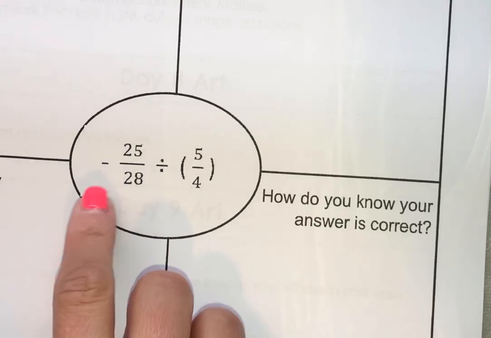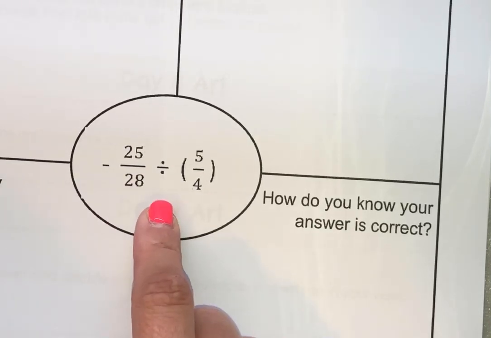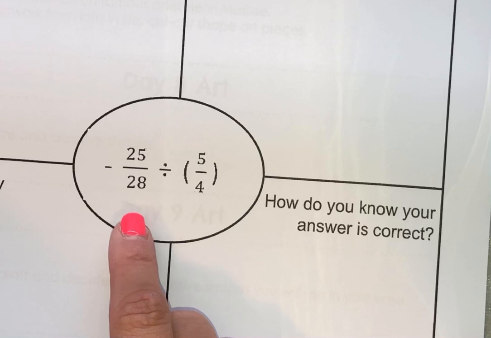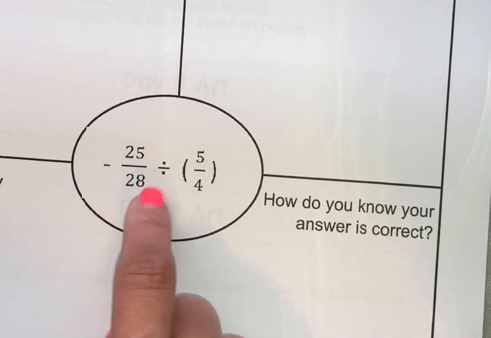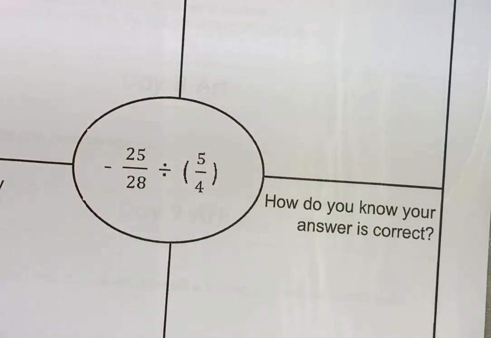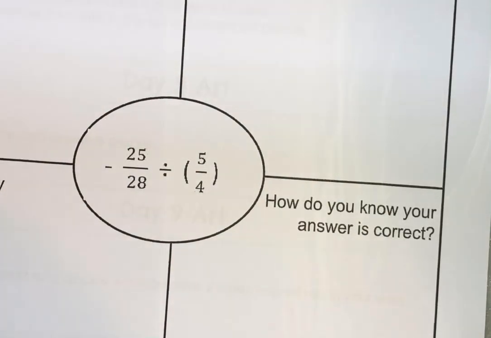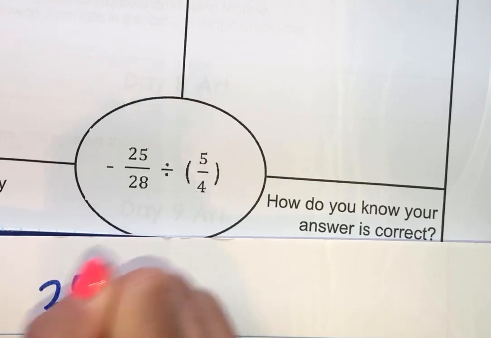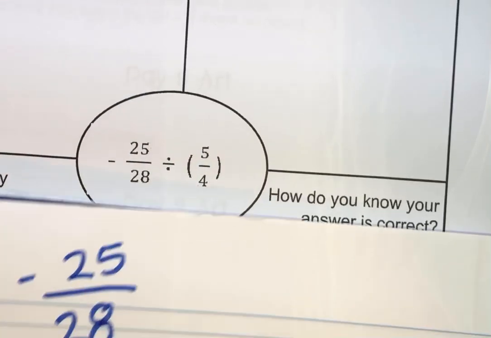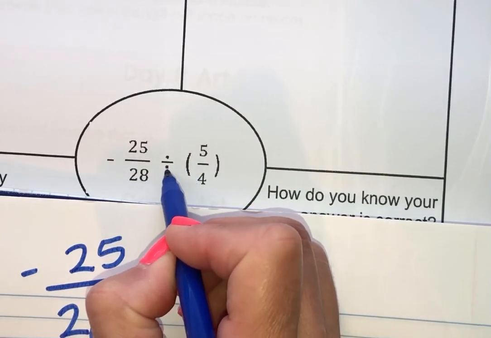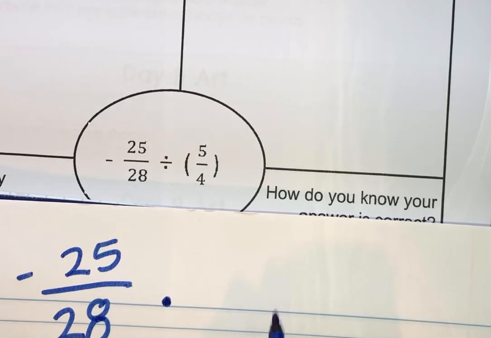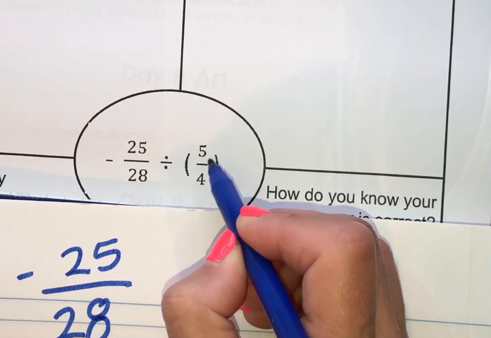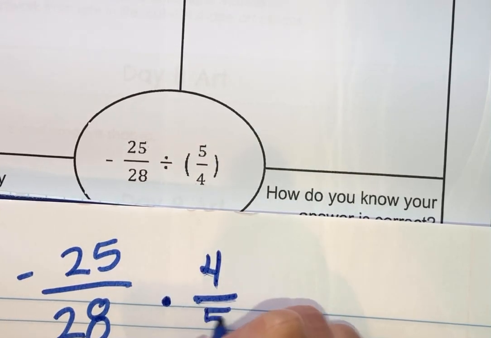So you have negative 25/28 divided by 5/4. As far as your strategy, the only strategy we've used with dividing fractions is, remember, dividing a fraction really means you are multiplying by the reciprocal. So you guys have 25 over 28. This changes to multiplication, so I'm just going to use my dot. If you're changing this to multiplication, remember you have to use the reciprocal of this fraction. So instead of 5 over 4, you have 4 over 5.